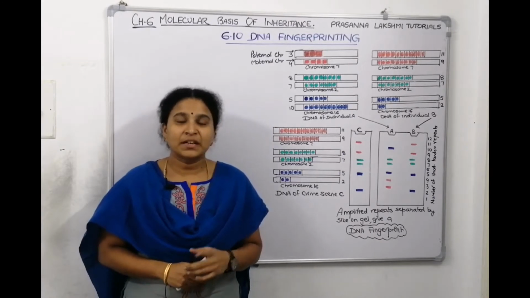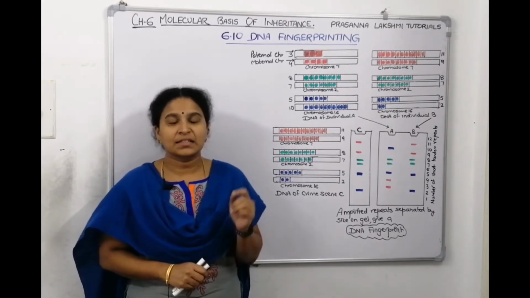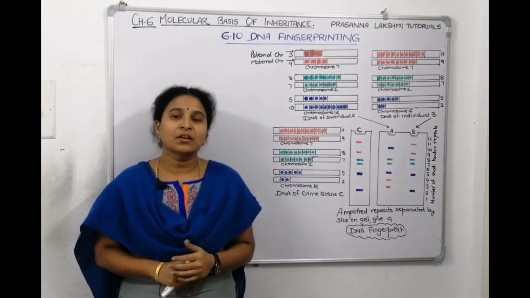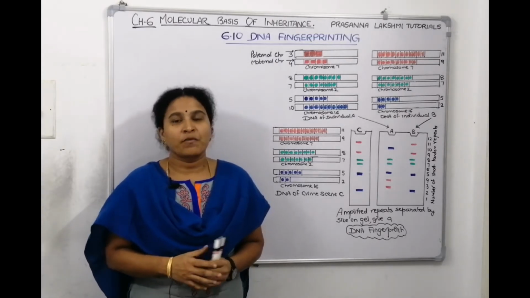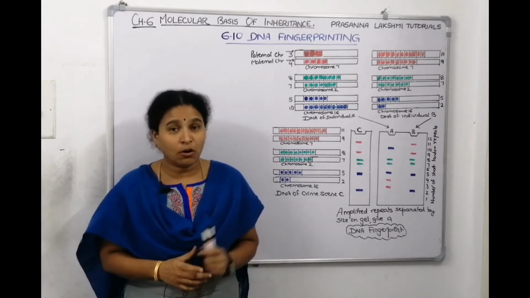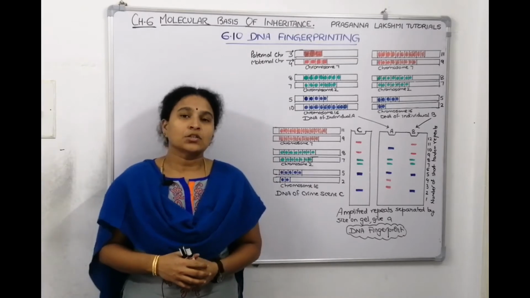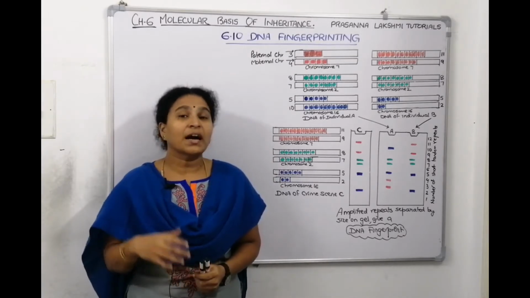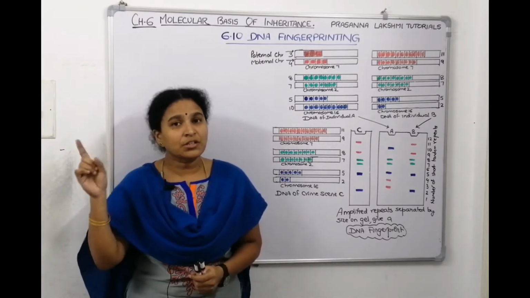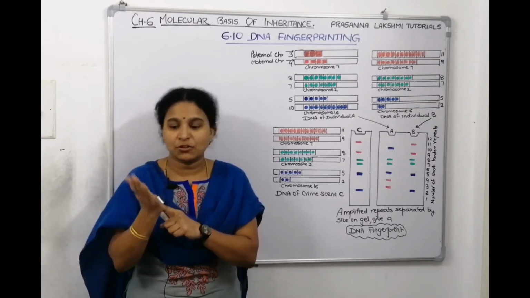In the previous lecture, we were discussing DNA fingerprinting, and this is the last lecture in this chapter, molecular basis of inheritance, where we are going to continue the remaining part of DNA fingerprinting. So, children, in the previous lecture, I tried to explain what is traditional fingerprinting. So, what is traditional fingerprinting?